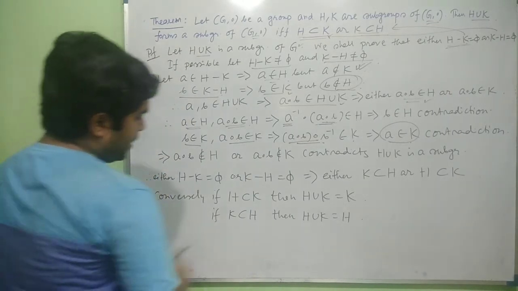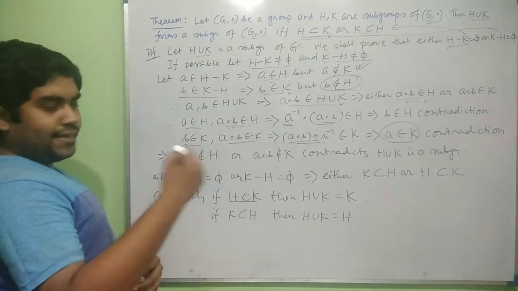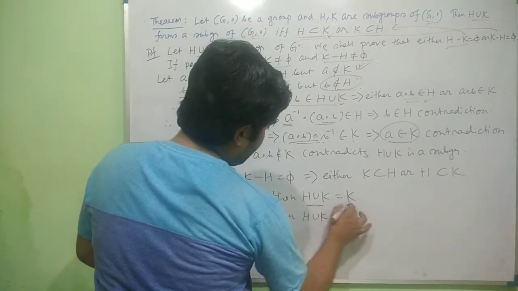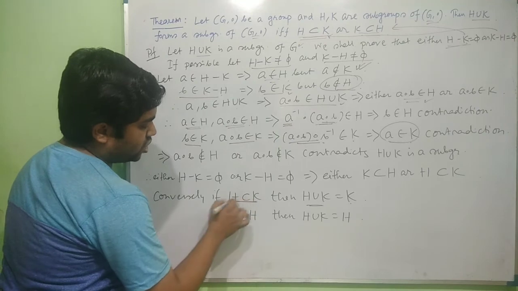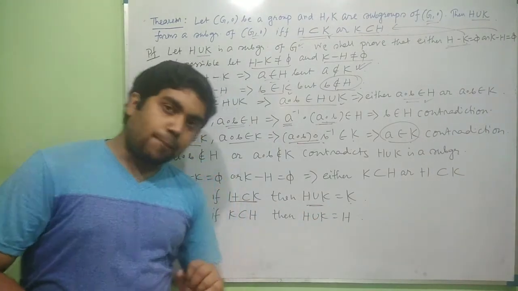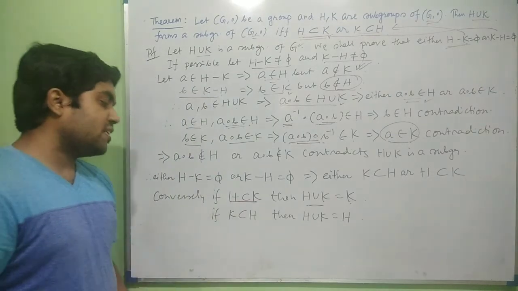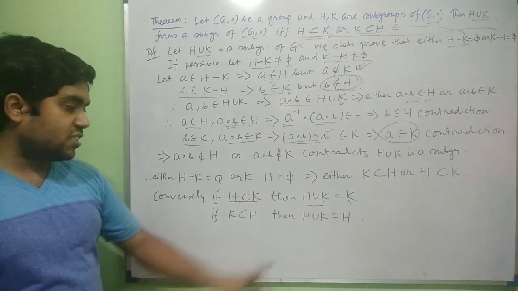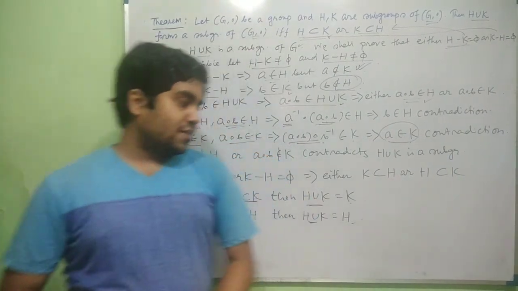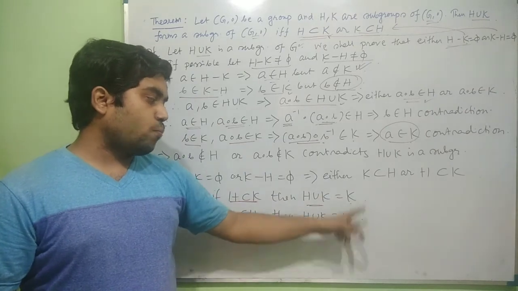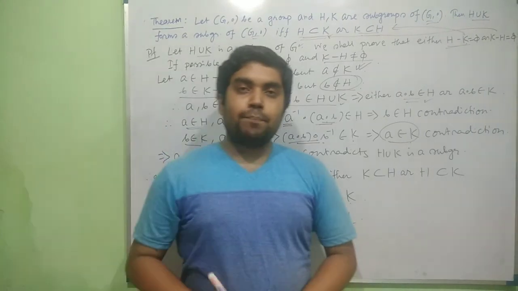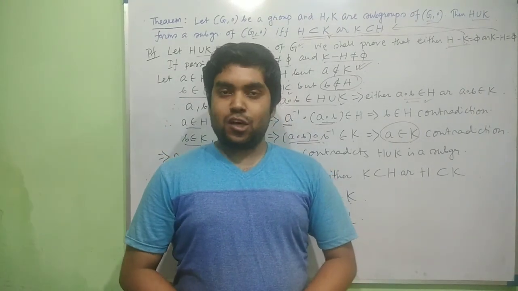And now the converse part of the theorem. If H is a subset of K, then H union K must be equal to K because K is larger than H. So H union K will return K, and K is a subgroup of G. Again, if K is a subset of H, then H union K will be H. It is also a subgroup of G. Thus, if we consider these two possibilities, then we get H union K as a subgroup of the group G. This is our required result.